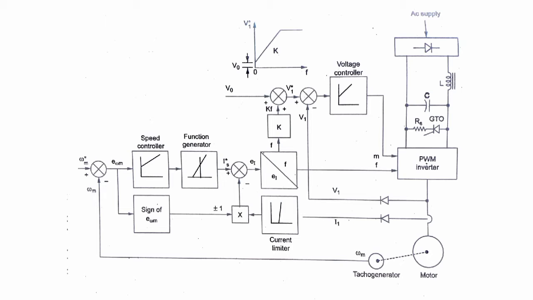Now we are going to discuss how to maintain the V/F ratio as constant. If we increase the frequency, then we need to increase the voltage as well to keep the V/F ratio constant. As well as, if we decrease the frequency, we have to decrease the voltage in order to maintain a constant V/F ratio. Constant V/F ratio maintains the torque and flux as constant.